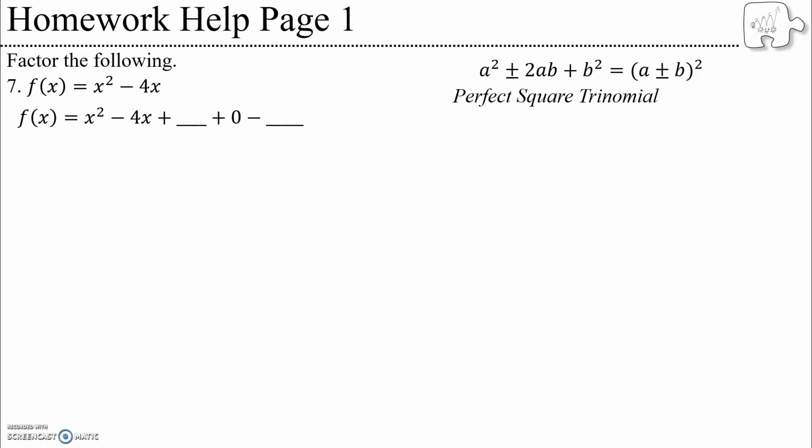So moving on from here, our a squared is x squared, so a is x. Our 2ab is 4x. So we're going to divide by 2x on both sides.